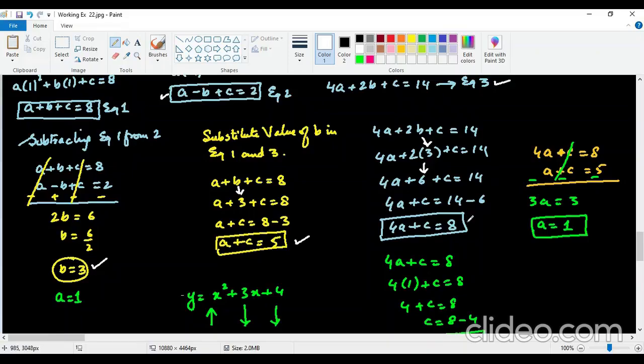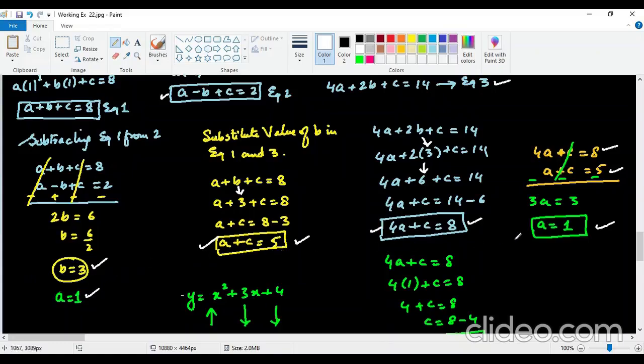This becomes another equation. Now I will use these two equations to find out the value of a. Now I have written 4a plus c equals 8 and a plus c equals 5 over here, and when we subtract we get the value of a. Now we know the value of b and a. The value of b is 3 and the value of a is 1, that I have written over here.